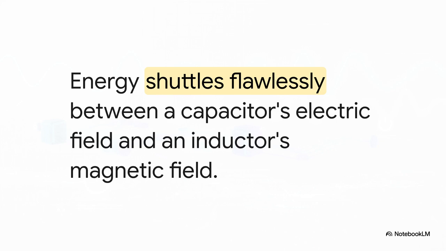Imagine the capacitor is fully charged. As it discharges, its electric field transfers energy into the inductor, building up a magnetic field. Once that capacitor is empty, the inductor's magnetic field collapses, pushing the current forward to recharge the capacitor in the exact opposite direction. The total energy? It stays completely constant. It's an infinite, perfectly balanced loop.